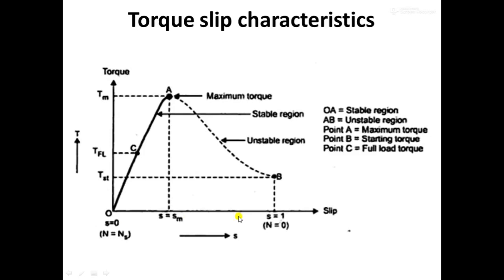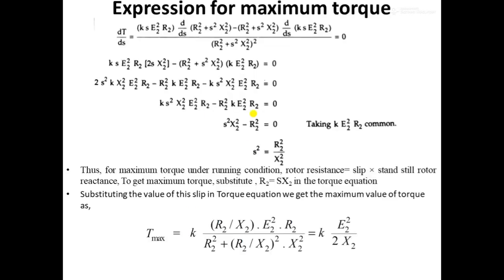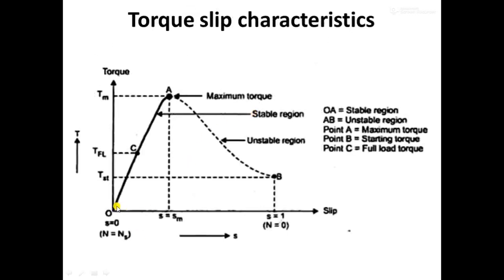Now if we are considering this torque relation in the low slip region, since the value of slip is very small and hence very much less than 1, we can easily neglect this term because the value of S square will be very, very small compared with the R2 square term. So finally we will be left with the relation that torque is equal to K E2 square R2 divided by R2 square. We will be able to cancel one R2 from numerator and denominator also. So we can say that in the low slip region the torque is directly proportional to slip. So while plotting the characteristics between torque and slip in the low slip region, we will be getting a linear relation. See.